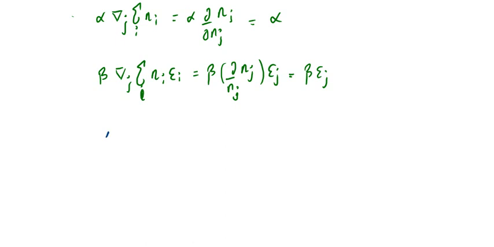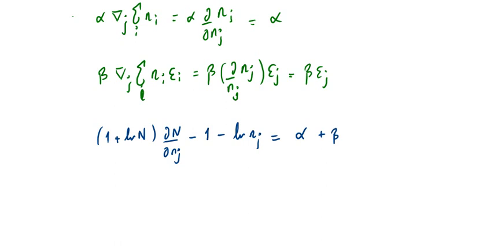So 1 plus ln n, in brackets, delta n over delta n_j, minus 1 minus ln n_j equals this, right? That's alpha plus beta e_j.